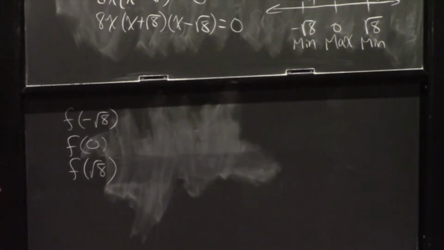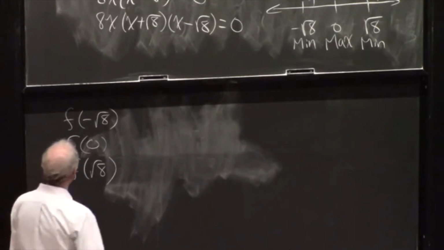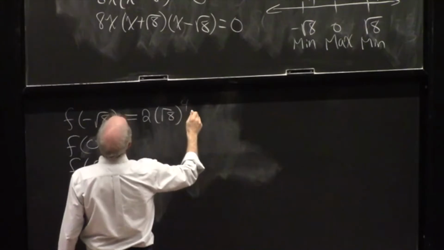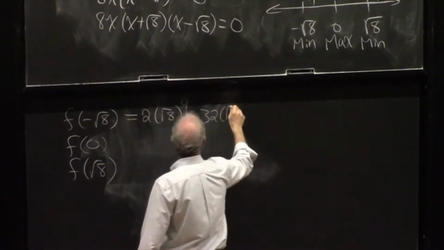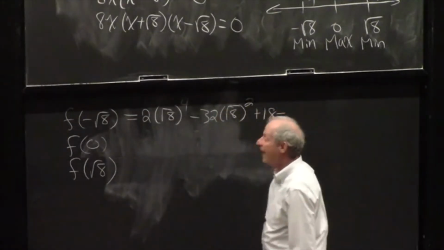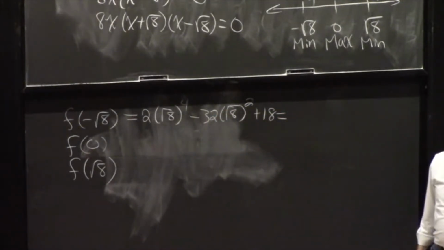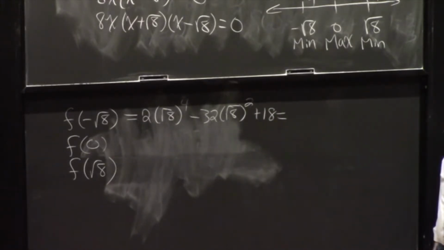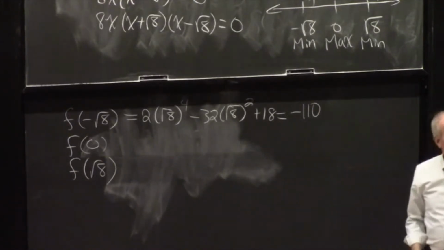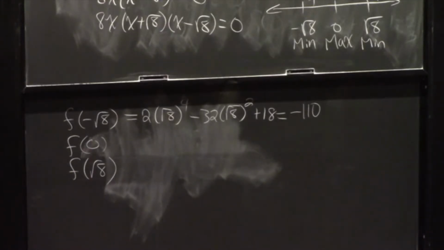Well, square root of 8 squared is 8. So square root of 8 to the 4th is 8 squared. So 2 times the square root of 8 to the 4th minus 32 times the square root of 8 squared plus 18. So if you have a calculator, you can do that. You'll get 128 minus 120 minus 110. Right? Anybody check this in their calculator? Is that one good? I'm going to just trust you.